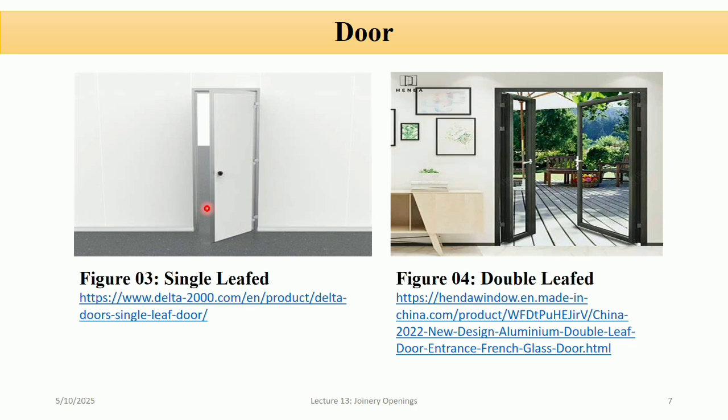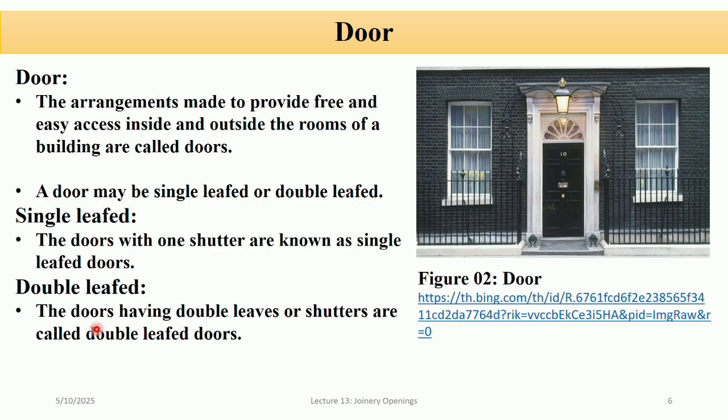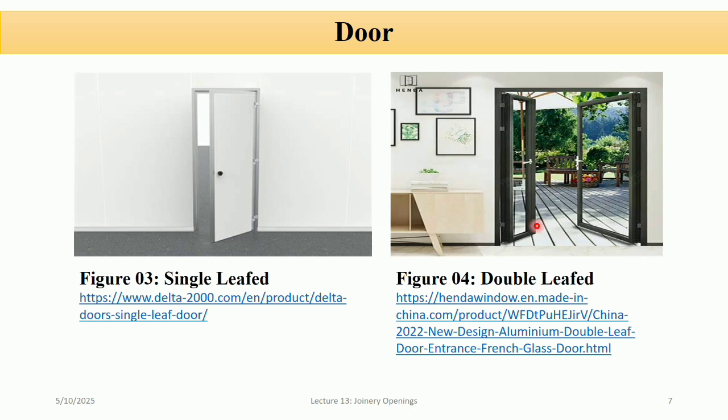So it may not be wide enough for large spaces or high traffic areas. Double leaf. The door having double leaves or shutters is called a double leaf door. You can see in the figure this is a double leaf. It is often used for main entrance halls or large rooms, and it provides a wider opening, better ventilation, and ease of moving large objects in and out. It can be equal or unequal leaves depending on design requirement.